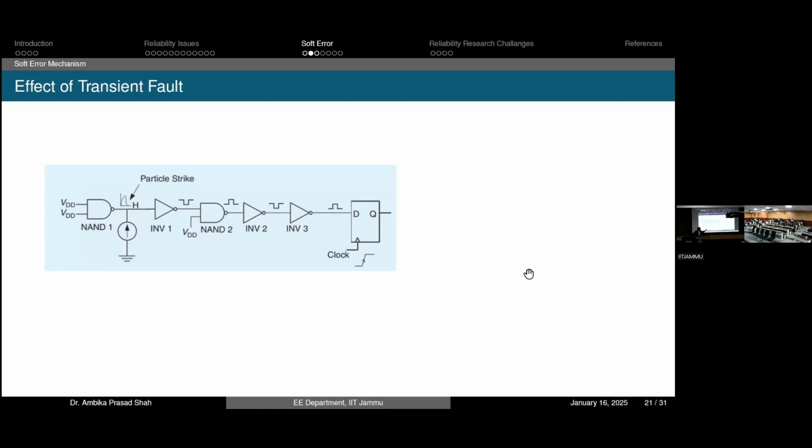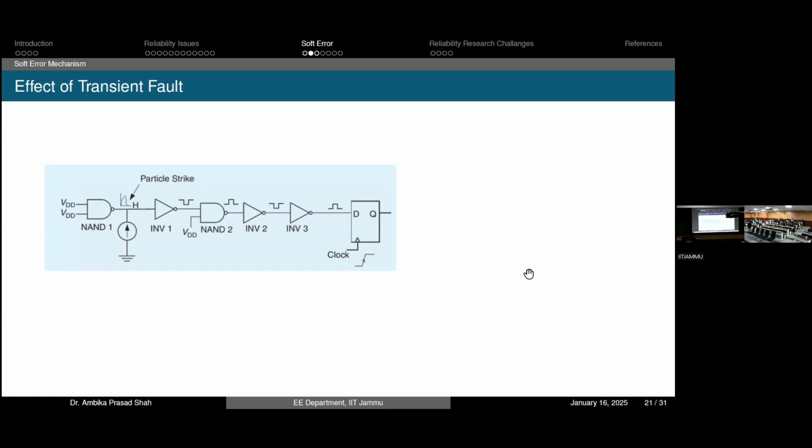So the D flip-flop output will be logic 1 instead of logic 0, and that can change the status of your sequential circuit. Initially I was expecting it should be logic 0, but now the D flip-flop will store logic 1, which is completely opposite to whatever I was expecting. So this kind of problem can impact the storage element, and you can lose your data because of this high energy particle.